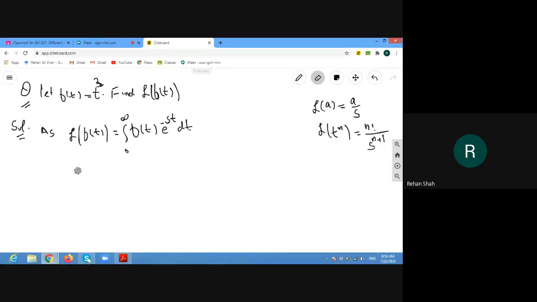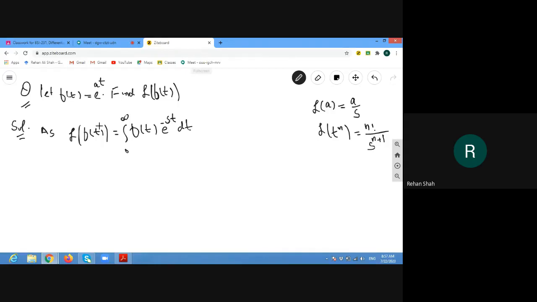When f of t is exponential function, suppose this f of t is e power at. Now a is, maybe a is 1, maybe a is 2, maybe a is 3, maybe a is 1 by 2. So a is a general coefficient of t. So e power at means, suppose, e power 3t. So what is the Laplace transform of e power 3t? So a is a general value.